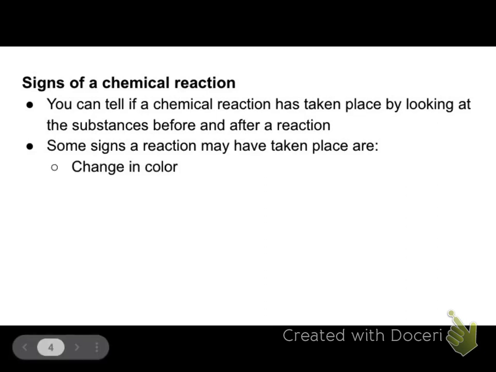So, the first one would be a change in color. Sometimes chemical reactions cause a change in color of one or more of the things involved in the reaction, and as a result, this can be a sign. Now, as we discussed, sometimes things change color and there has been no chemical reaction, right? Like when water freezes, traps a bunch of gases in there and it becomes white. There's no chemical reaction there, so it's not a guarantee that a chemical reaction has taken place. It's just a sign that it might have happened.